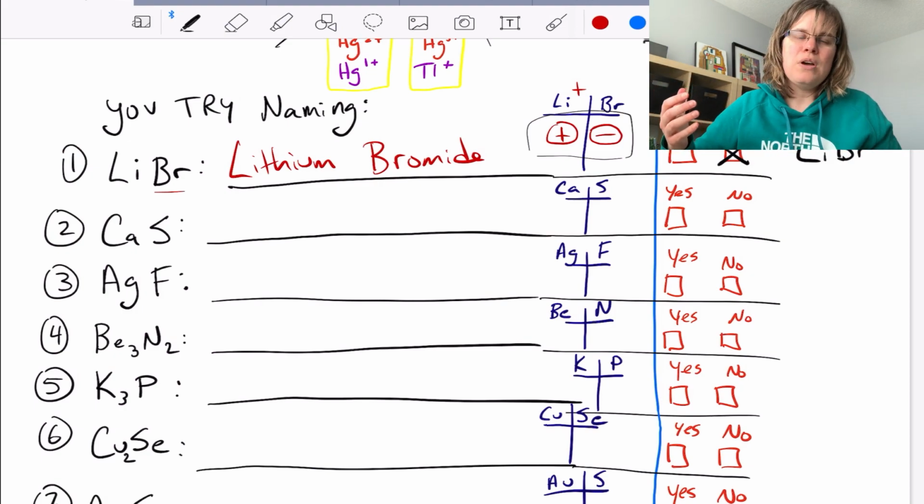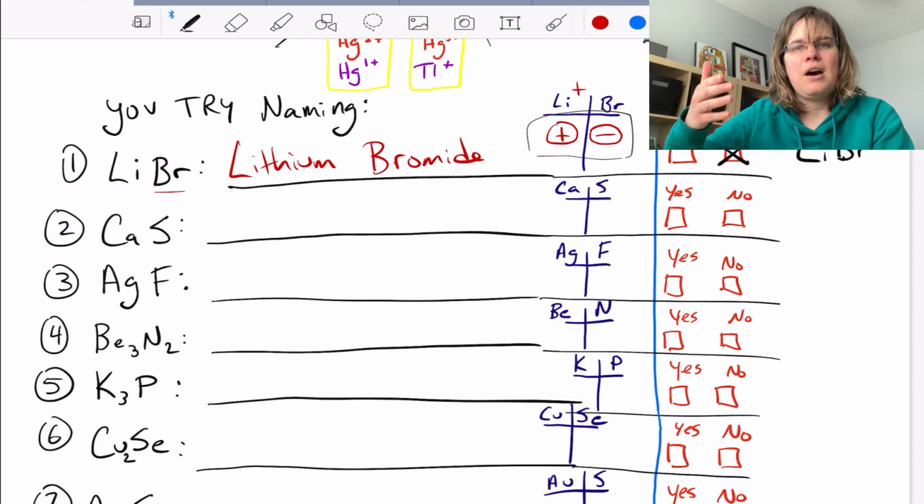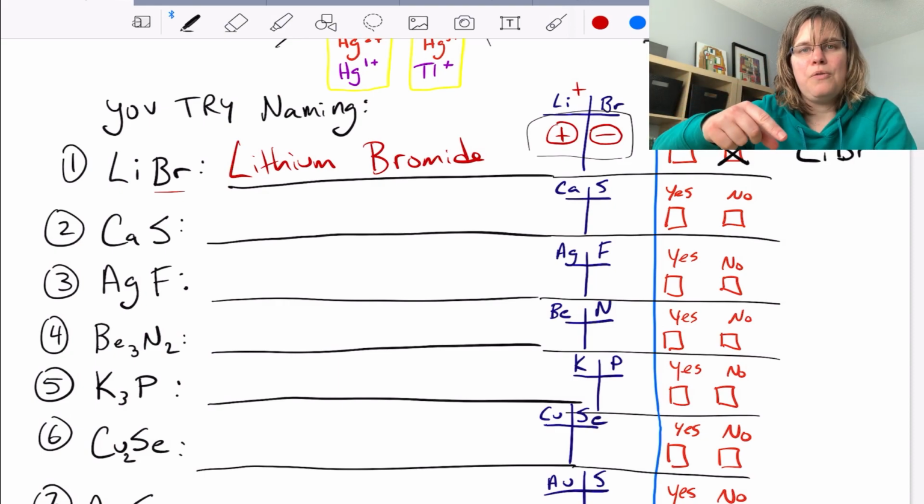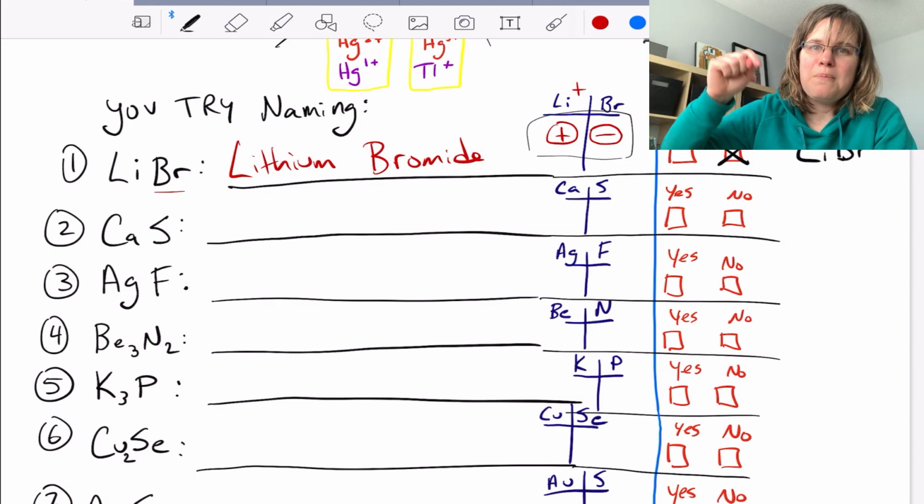So that's how you name ionic compounds and how you balance chemical formulas. So hopefully you're with me. Make sure you do this stuff, and I'll see you real soon.